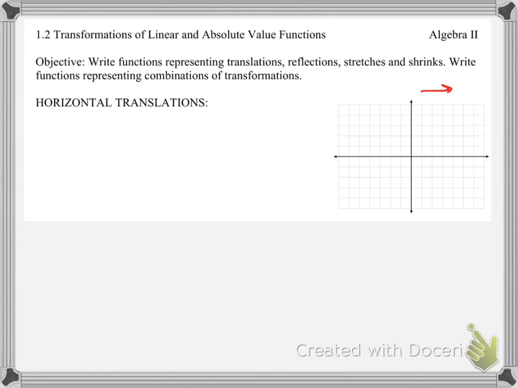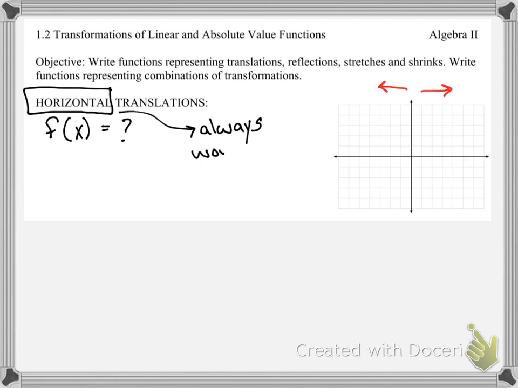So horizontal translation is moving it left or right. If I want to take my original parent function, so let's say my original parent function is f of x equals something, and I want to move it left or right, I have to add and subtract within the function. But it's important to notice that whenever you do anything horizontally, left or right, horizontal always works backwards. It does the opposite of what you think it would do. Meaning, you would think if you would add 6, it would move it to the right 6, but it doesn't.